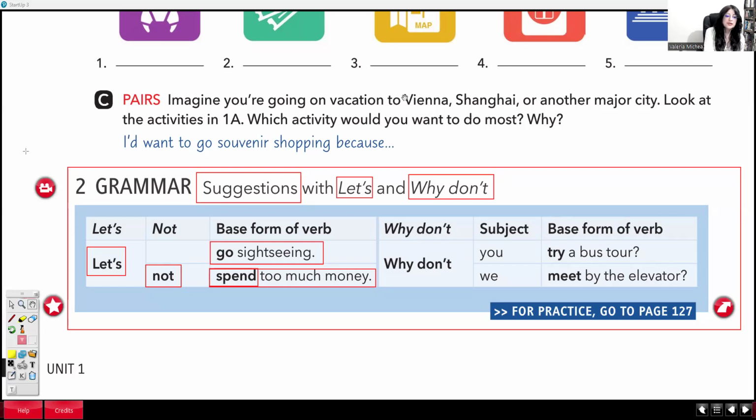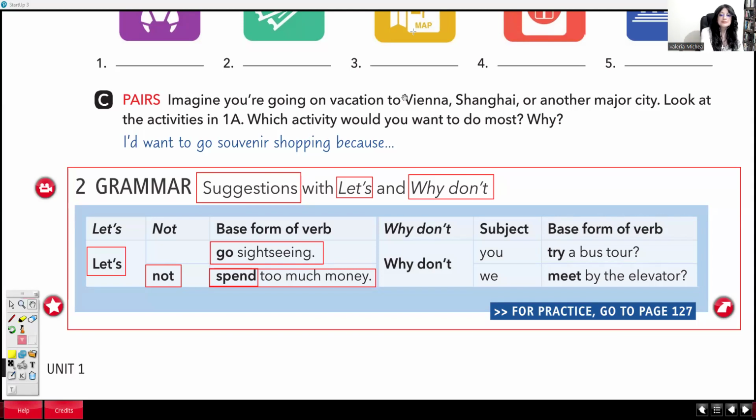Let's not, no gastemos. And then let's go sightseeing, it's like, vamos a turistear in that case. Right? So you are suggesting things to do. I also use it in class to say, well, let's have a look at the book, or let's talk about something. Sometimes I'm not involved, because when I say let's talk about our milestones, I'm not going to talk. I'm inviting you to talk. So it's a very good way of inviting people to do something that you would like to.